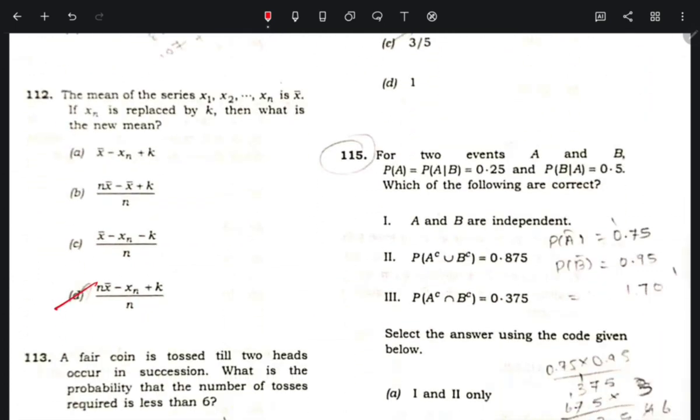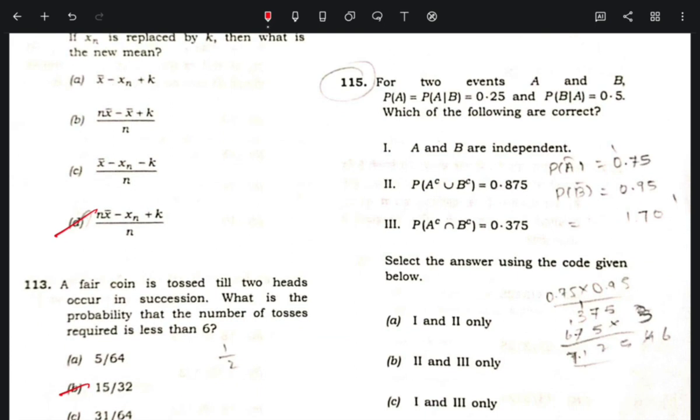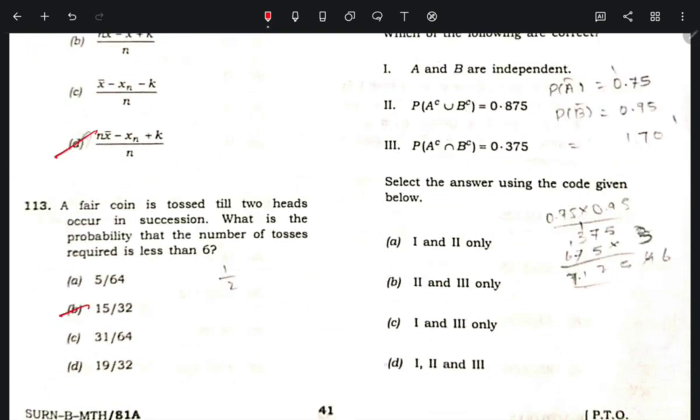Here you have the independent dependent. You just have to check. So if it is independent, P of A intersection B will be equal to P of A into P of B. So that formula, so this you'll get delta, all three.